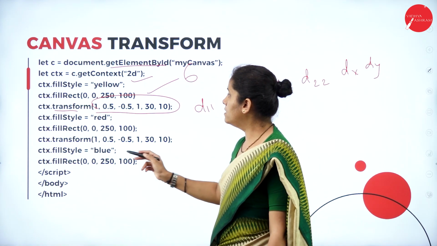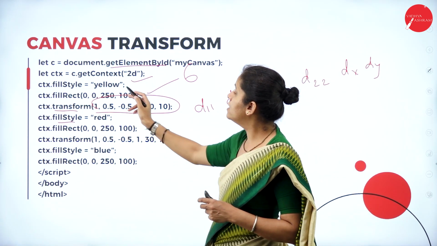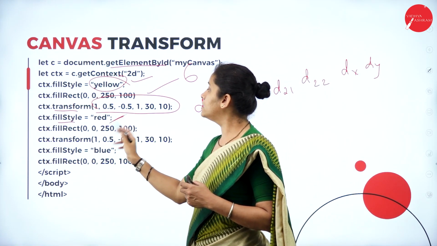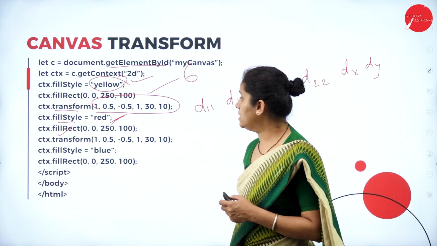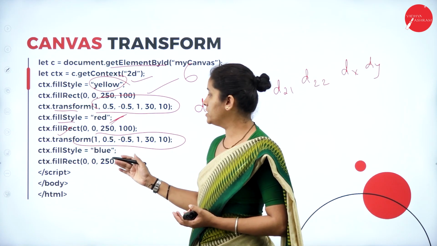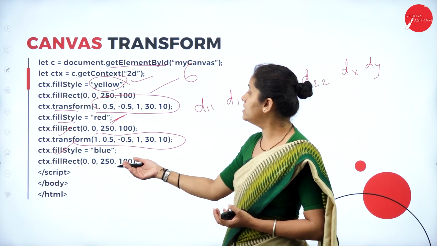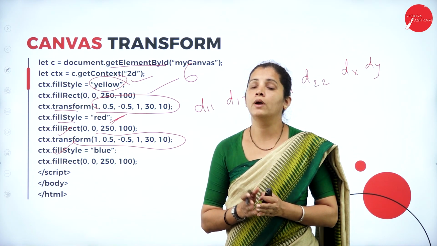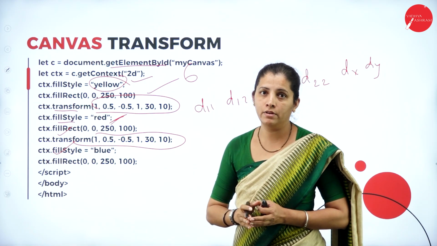See here, once again I'm going to change the color. Initially, the color was yellow. Now I'm going to reset the color to red, and at the same time I fill the rectangle. Once again I perform the transformation and fill the color, which is blue. This is the way I can apply the transformation on the canvas.